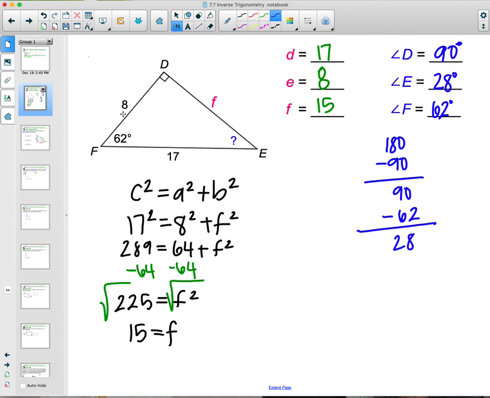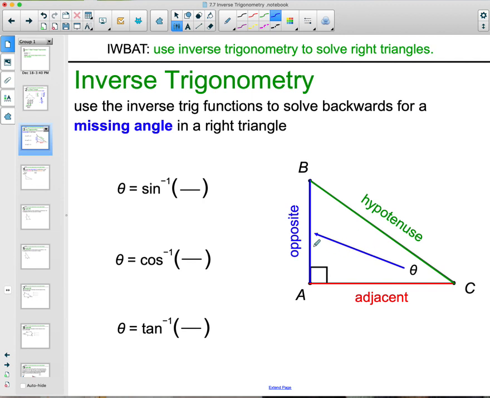So in this case, you don't have to use any trig. You can just use the Pythagorean theorem to find F and then just subtract from 180 to get that missing angle. If we have 2 angles that are missing, then we need to use what's called inverse trigonometry.